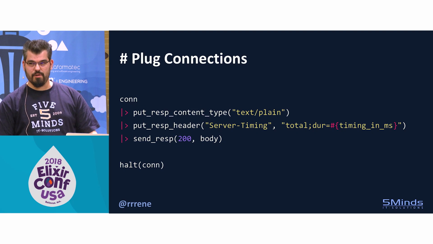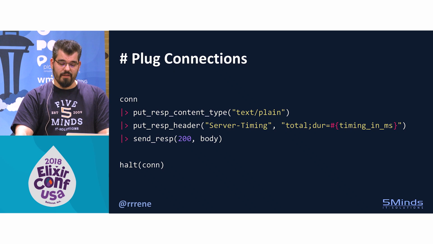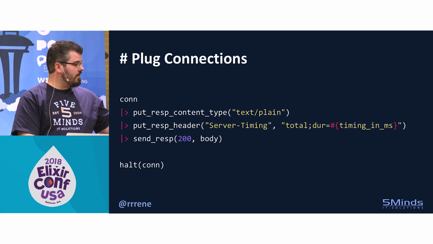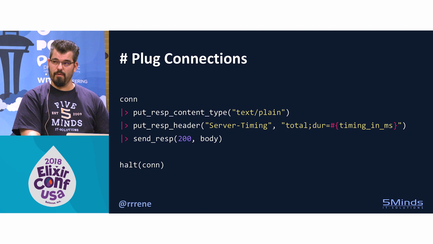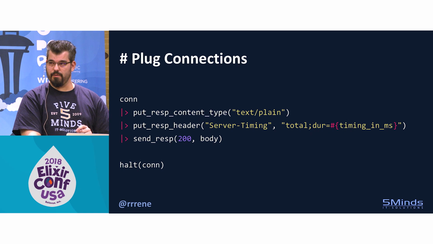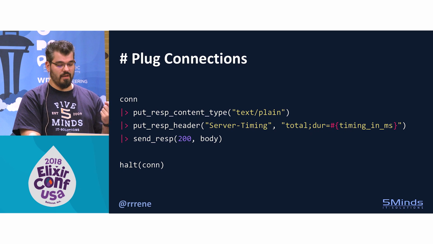A Plug connection, on the other hand, represents a request to our web server waiting for a response. We can modify the answer while the token goes down a pipeline. We can put the response content type, add response headers, and send the response with an HTTP status code. Or we can even halt the pipeline to prevent the execution of further plugs on an individual connection. Here, the token represents the user's intent to get the requested information.